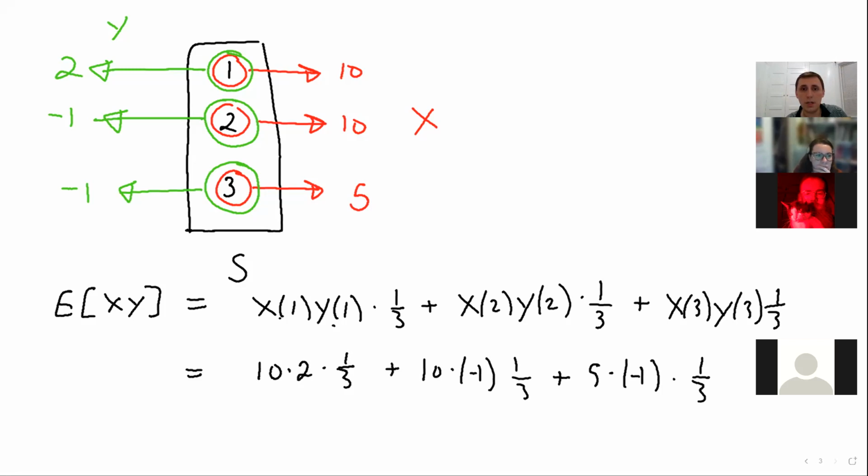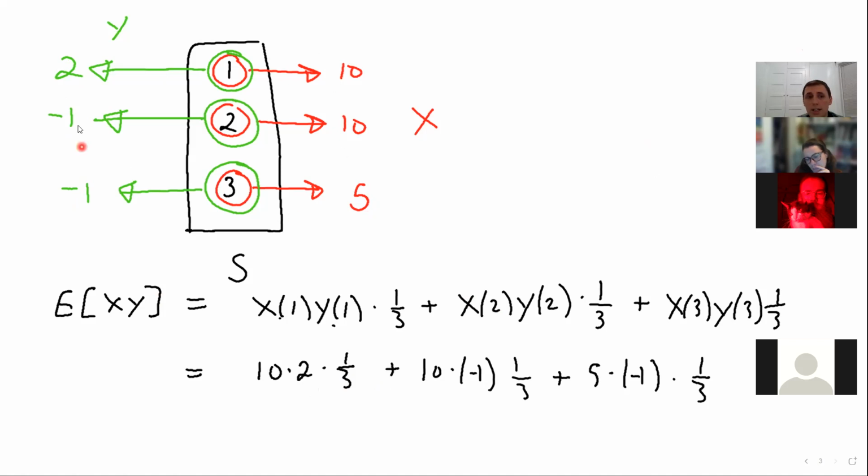You can do it in many orders, but my point is you can look at the summation and tell me, just by looking at it, are X and Y independent? Well, let's see. What are the combinations here? How many combinations do we have? We have 2, -1, 2 and -1, and here we have 10 and 5.